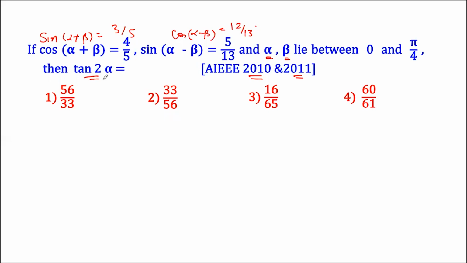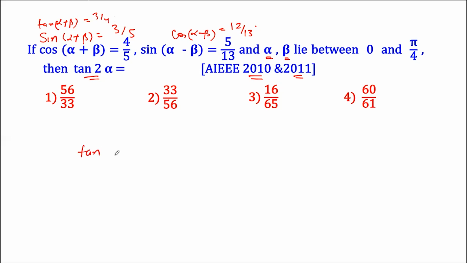When we have to add alpha plus beta and alpha minus beta, both the angles lie between minus pi by 2, minus 90 to plus 90, so no worry about that. Now we have to find tan 2 alpha. If sine alpha plus beta is there, we can also say that tan of alpha plus beta is 3 by 4, it's very simple. And from this, tan alpha minus beta is 5 by 12. We have to find tan 2 alpha.